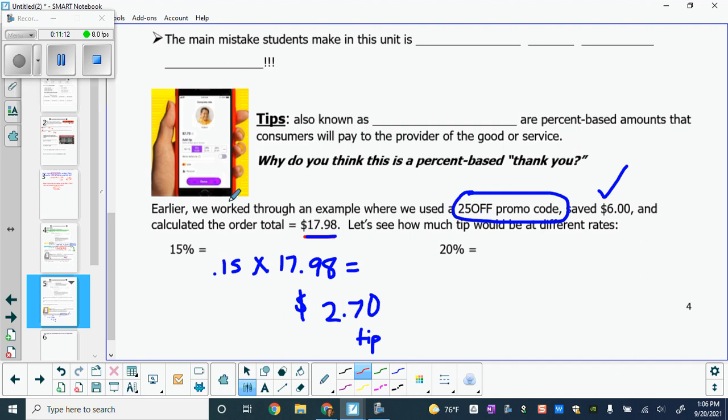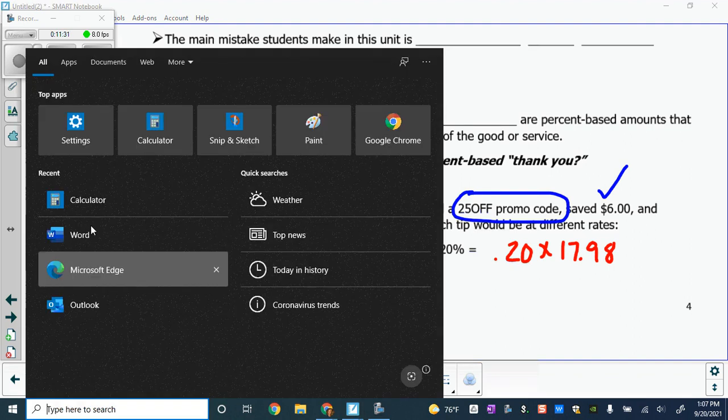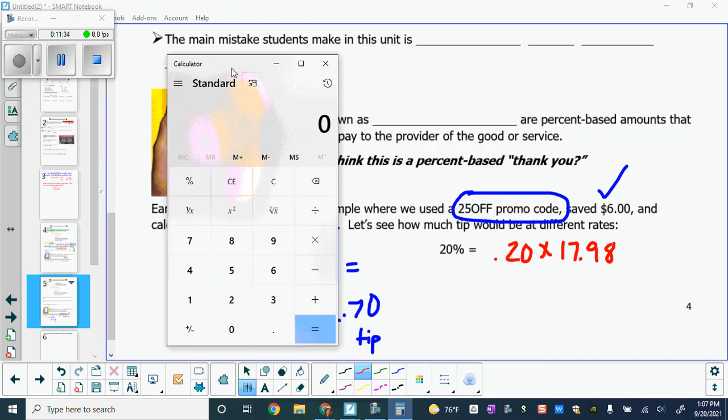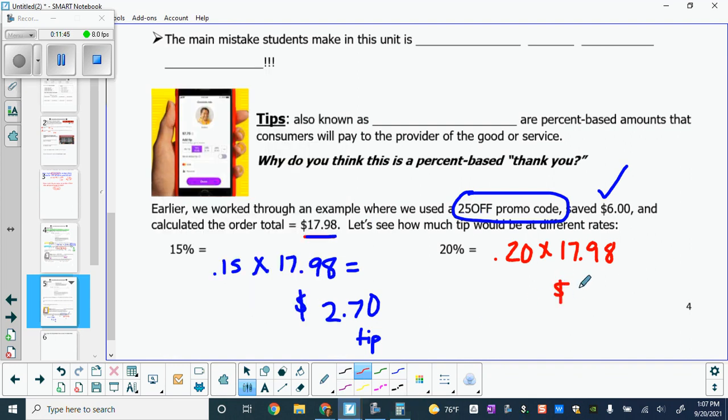Now, the service might have been great. The pizza might have gotten there really, really quickly, or maybe it's raining outside and you want to be really awesome and leave a 20% tip for the delivery driver. So in this case, if you want to leave 20%, and again, the pizza was $17.98, let's just see how much tip that would be for the driver. All right, so if we tip 20% instead, it would be $17.98. So this 6 would bump it up to $3.60. So in this case, the delivery driver would get a $3.60 tip.